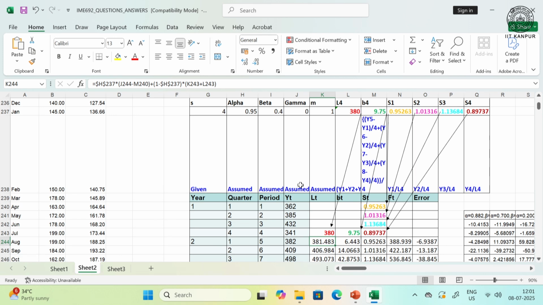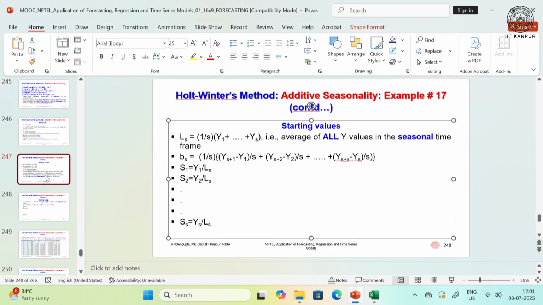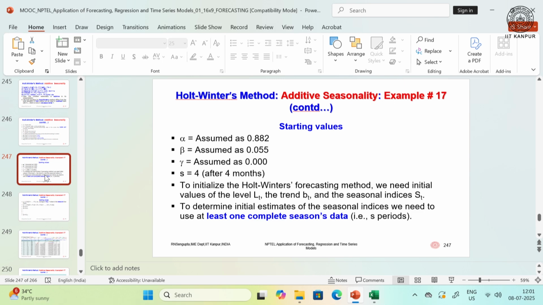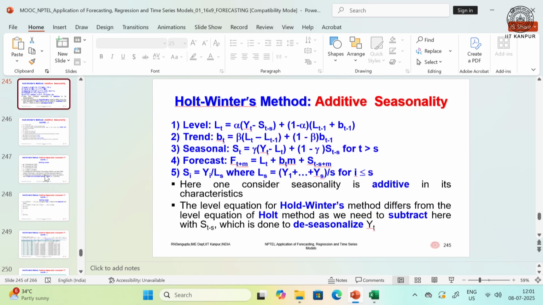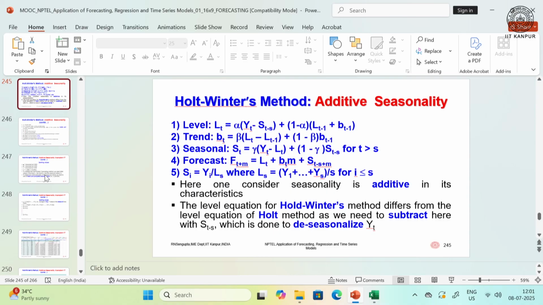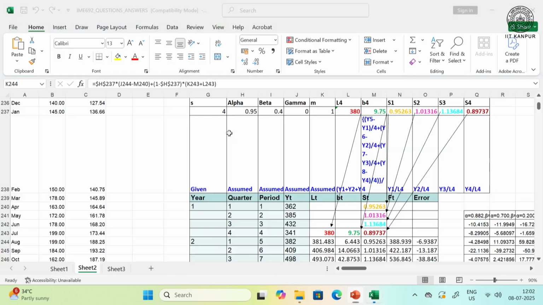Now, the procedure would basically be based on the fact that we need to go back to this slide. So, that is why I said running to and fro between 22nd and 21st would not look nice. So, hence I have brought all the important concepts which are to be utilized for solving this problem. The slides are there in this 22nd lecture. So, level would be calculated by this value, LT is equal to alpha into YT minus ST minus S. So, let us go one by one.